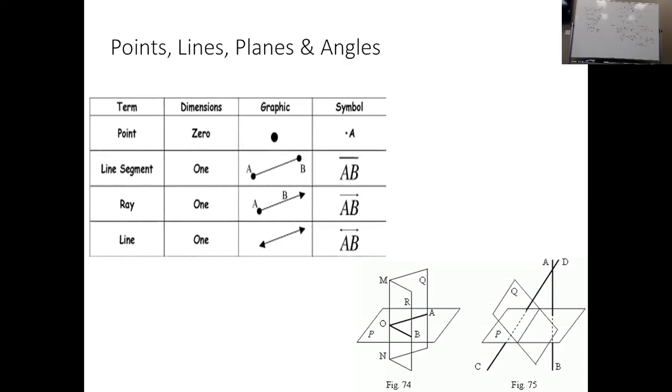A ray is like a line that has one endpoint, but it continues in the other direction. In physics, that ray is called a vector. The representation is AB with an arrow at the top. Again, a line is just a bunch of dots next to each other that can go in both directions infinitely.